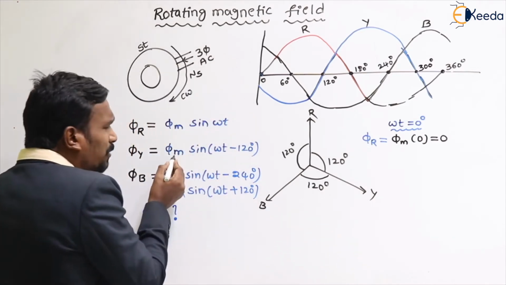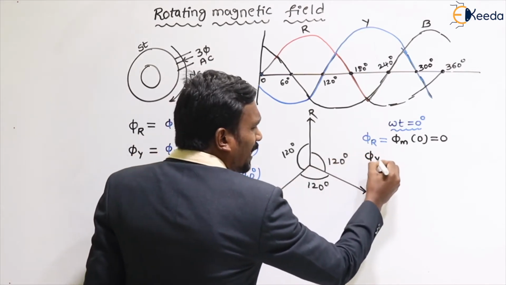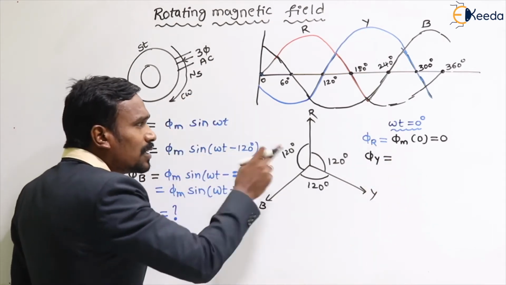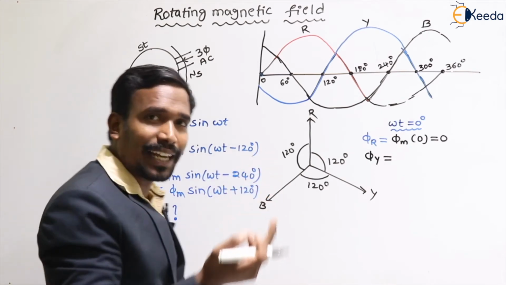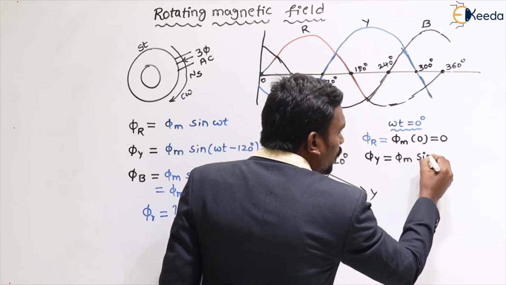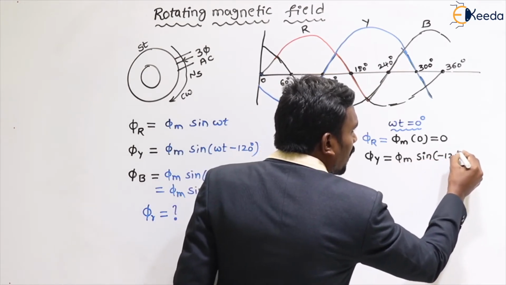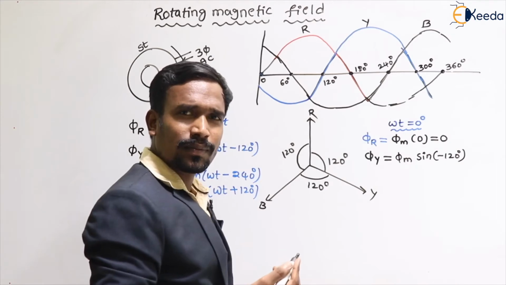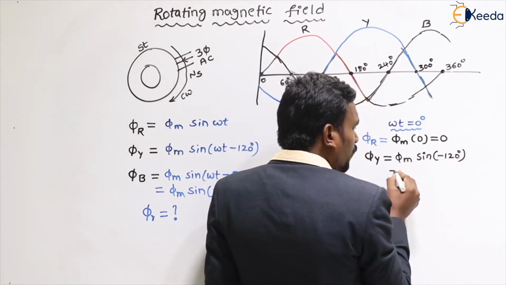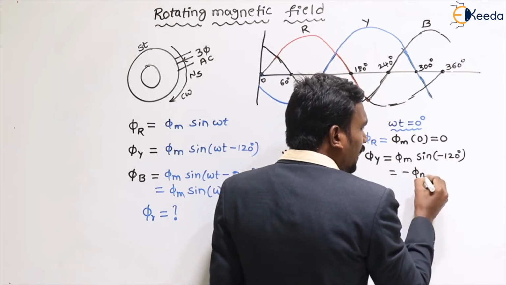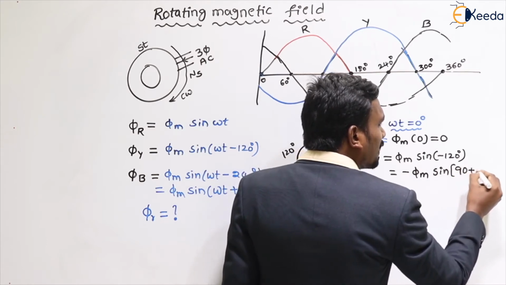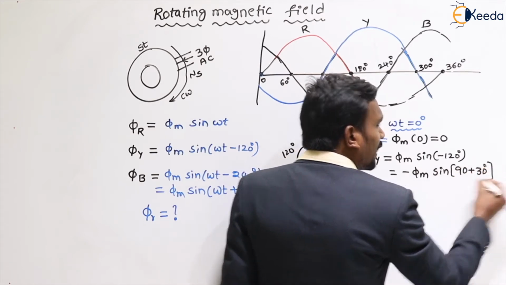Next, what about phi y? Can you calculate phi y? Phi y is equal to phi m into sine of 0 minus 120 degrees. That is nothing but sine of minus 120 degrees. Generally if you take the minus out front, it is minus phi m sine 120. Sine 120 can be written as sine of 90 plus 30 degrees.